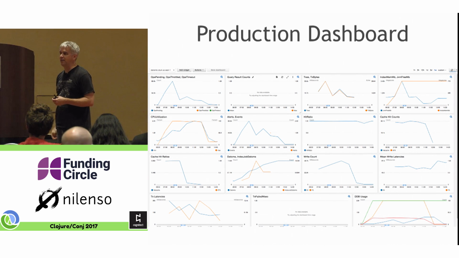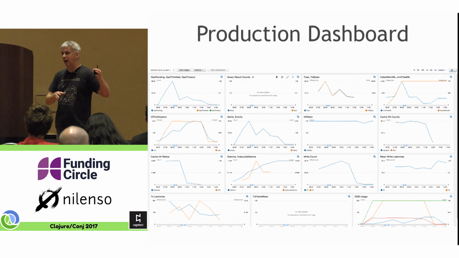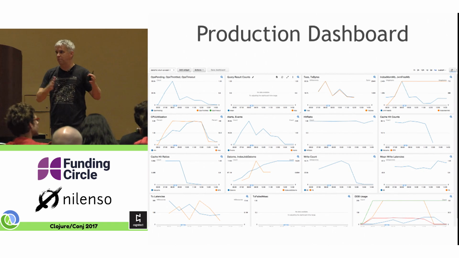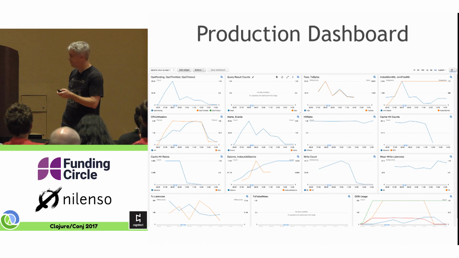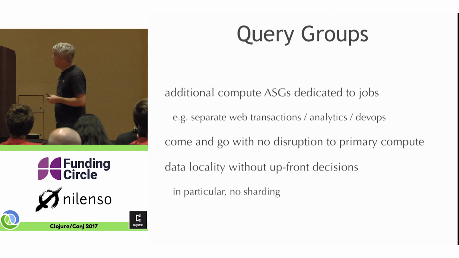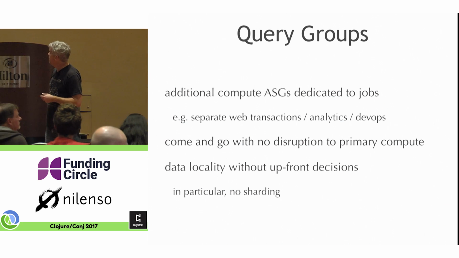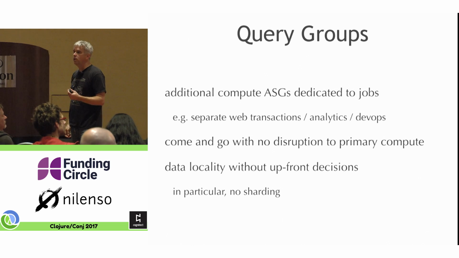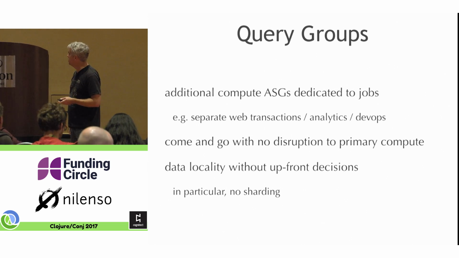And all of this was finely tuned around AWS pricing. All the stuff in the solo dashboard is tuned to hit that approximately $1 a day target, and everything in the production system is tuned to give you the best possible experience. So that's sort of the boundary between those two things. And then query groups, I've kind of already said this, they are additional compute resources that you can dedicate to jobs. They come and go with no disruption to primary compute.